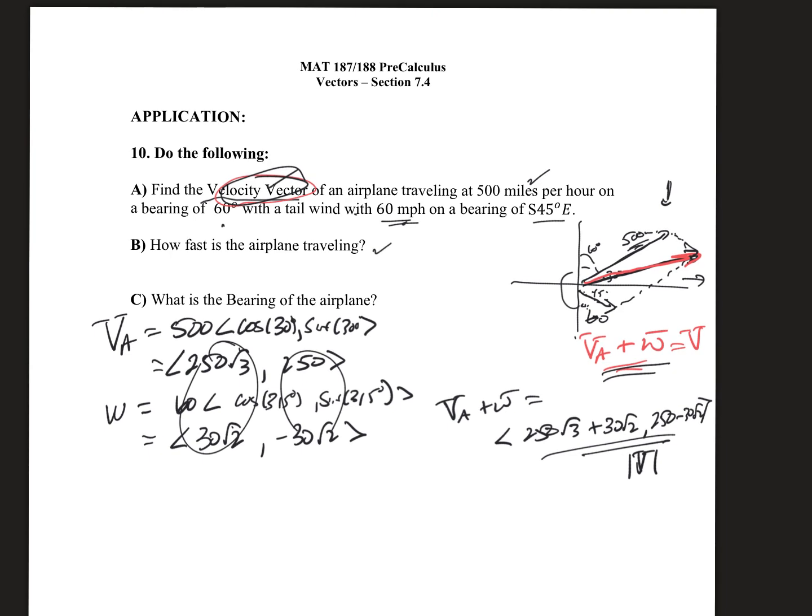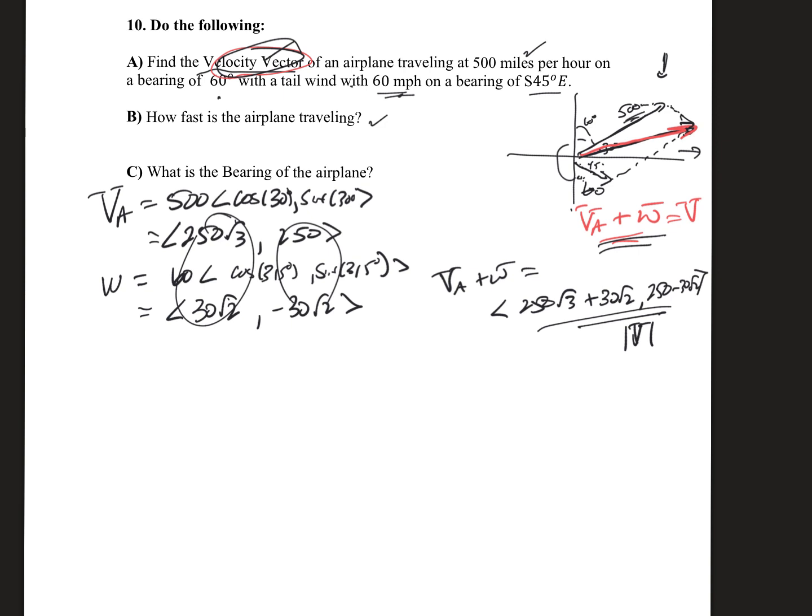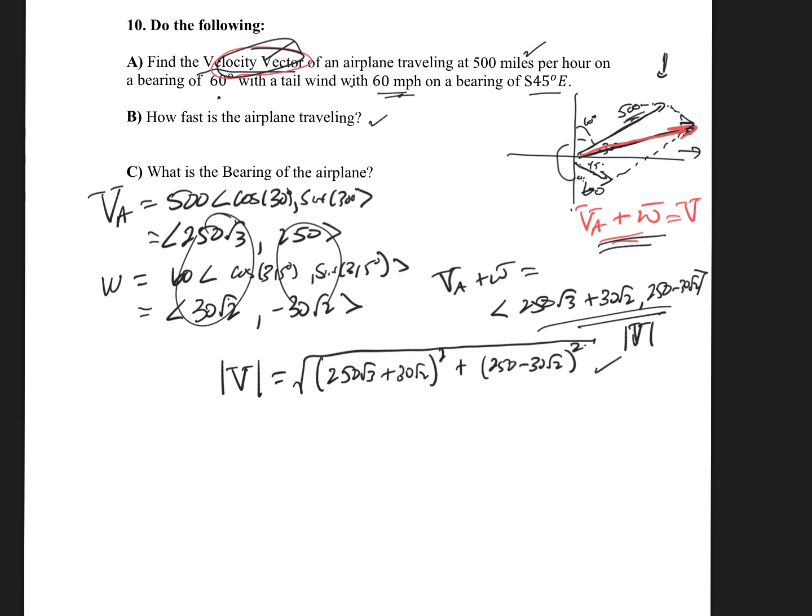All right, so let me move this up a little bit so I don't lose you guys. The way we calculate that, we've learned that to find the magnitude of the vector, we just take my x coordinate, 250 square roots of 3 plus 30 square roots of 2, and we square it. Take my y-coordinate, 250 minus 30 square roots of 2, square it, and then we take its square root. So that's what we found through our definitions. So this is basically your exact value.